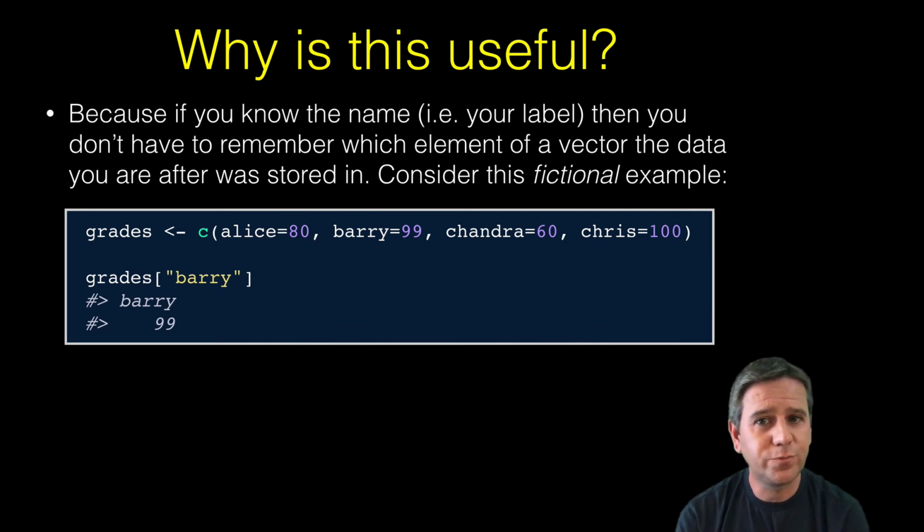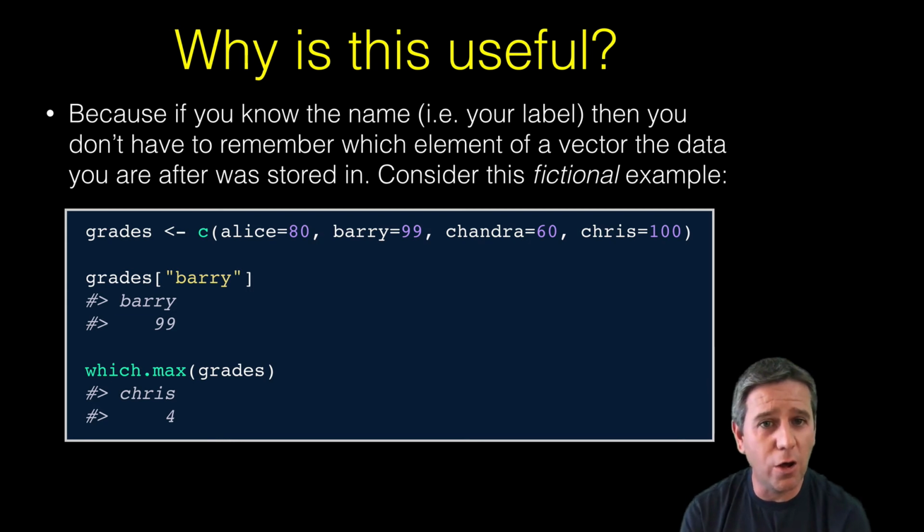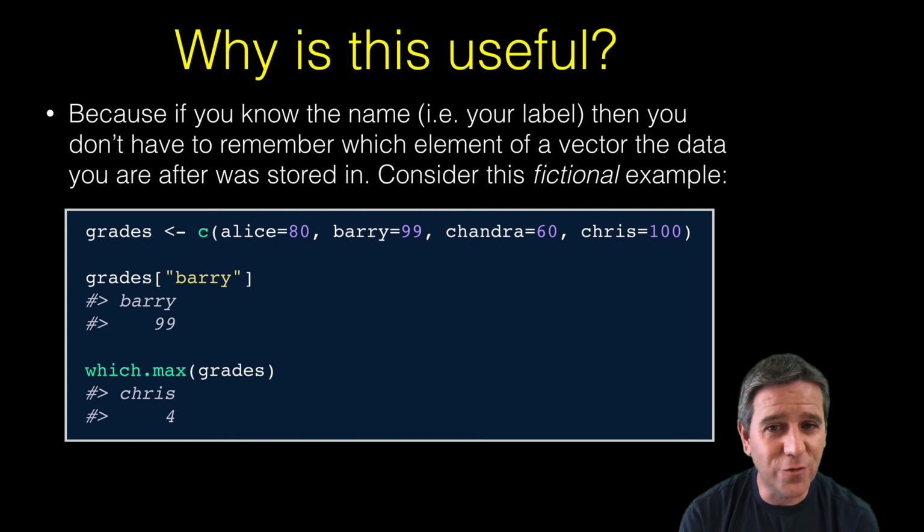Also, because these names come along for the ride when I use various other functions, like here when I'm looking for who got the maximum, the top score, with which.max, it'll tell me Chris got the maximum score. That was the 4th position in the original vector. Damn it. Obviously there's a fault with this test. Why did Barry not get the top score?